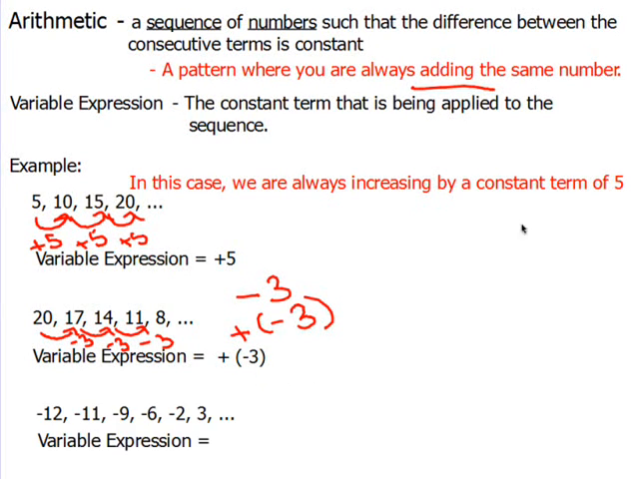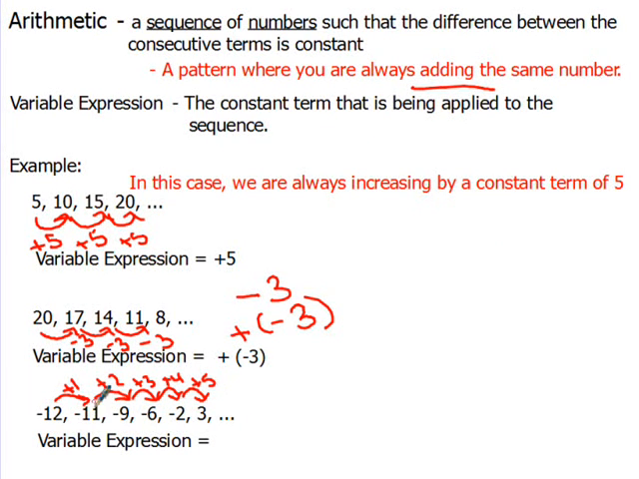And then finally this one, you've got negative 12 to negative 11. So here we went plus 1. Negative 12 to negative 9, we went plus 2. Negative 9 to negative 6, plus 3. Negative 6 to negative 2, plus 4, and here we get plus 5. Now, we're not increasing by the same number each time. This one went, I added 1, then I added 2, then I added 3, then I added 4, then I added 5. But it's still an arithmetic sequence because you're still adding a constant.